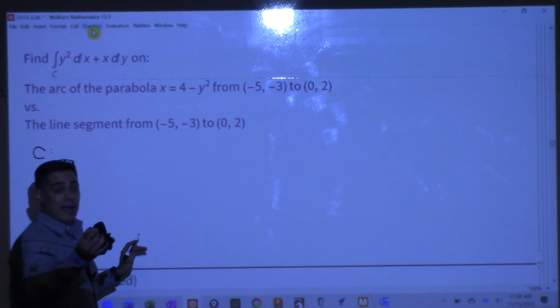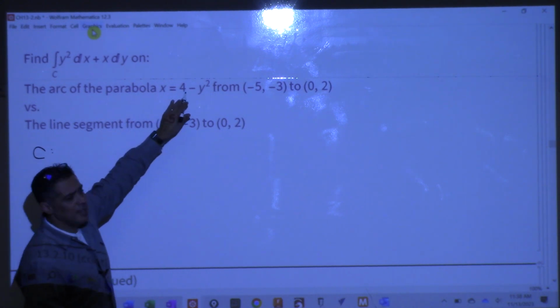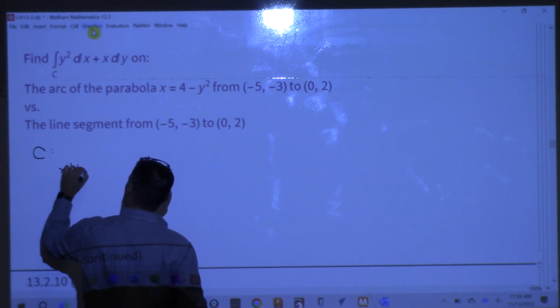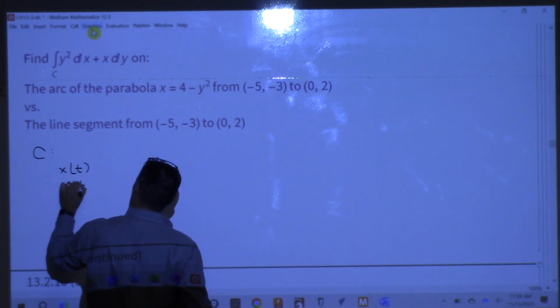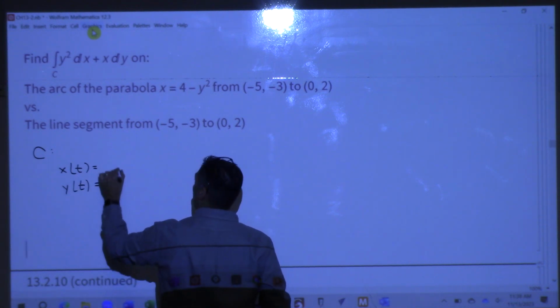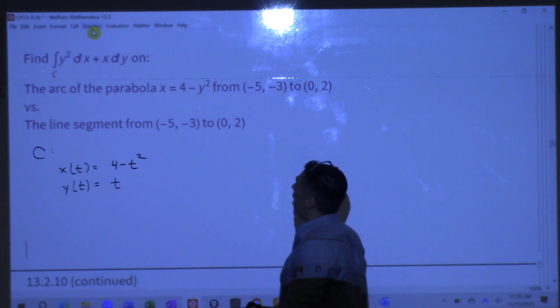All right, perfect example of the parametric that you were asking about earlier. Notice that x is a function of y. So what I'm going to do is write x of t, y of t. For y of t, I put t. For x of t, I put 4 minus t squared. That will draw me that parabola.